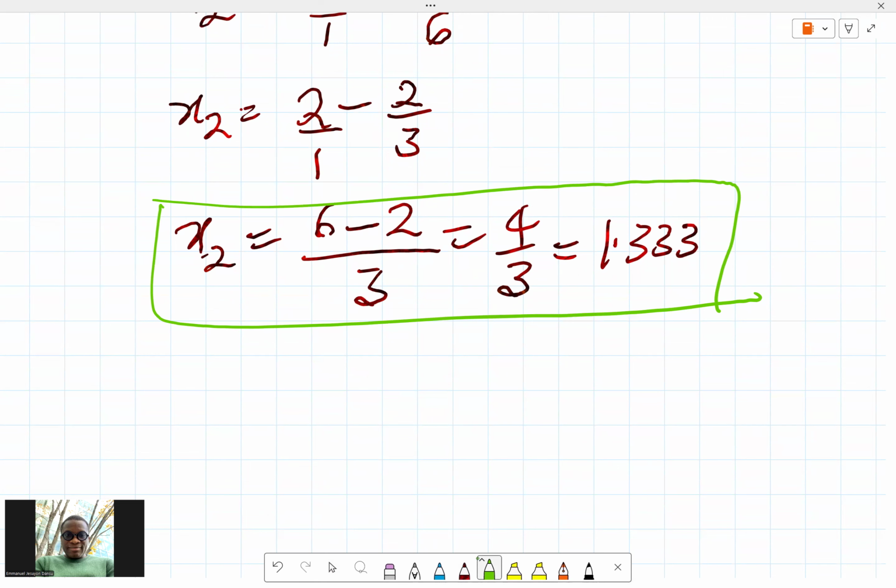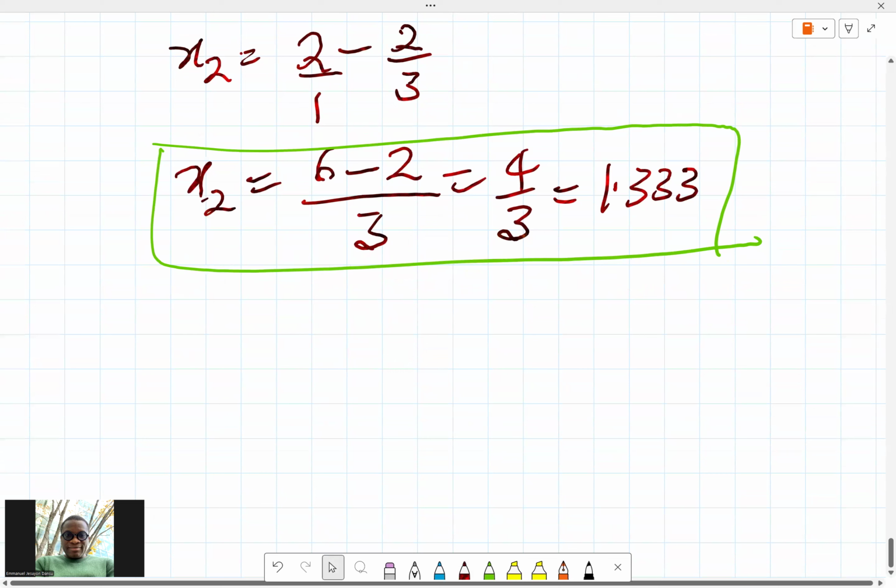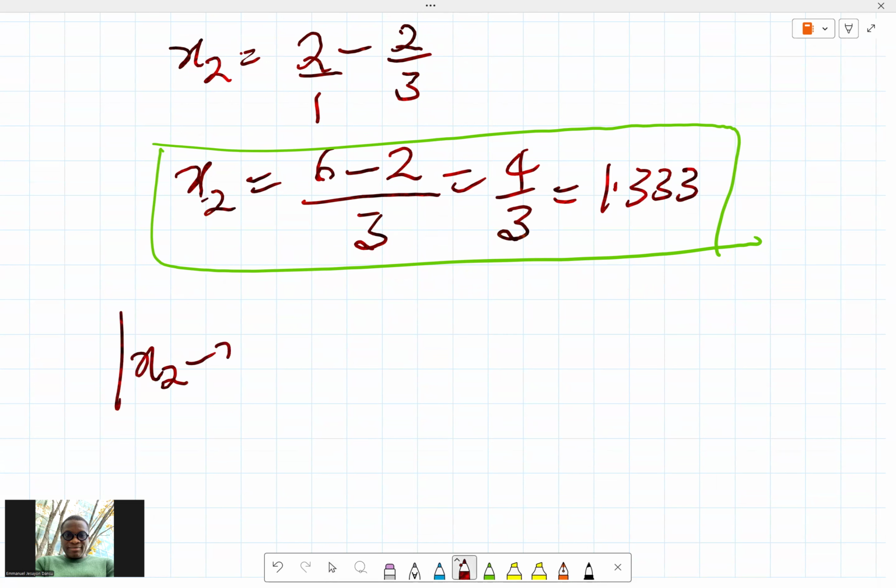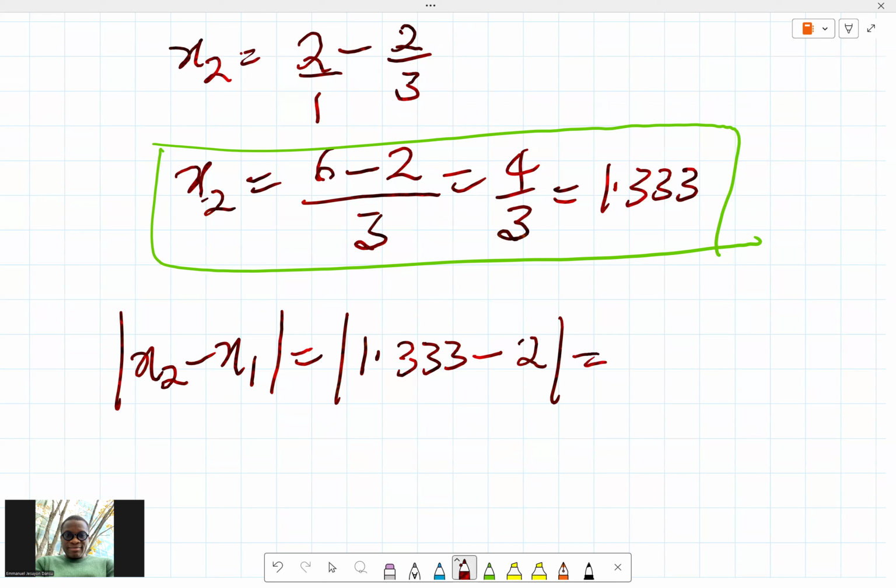That's the first iteration. So how do we know if this is a good enough result? We have to check the stopping criteria. That's the absolute value of x2 minus the one before it, x1. x2 is 1.333 minus x1, and x1 is 2. It's an absolute value, so that's just going to be 0.6667, or 0.667.